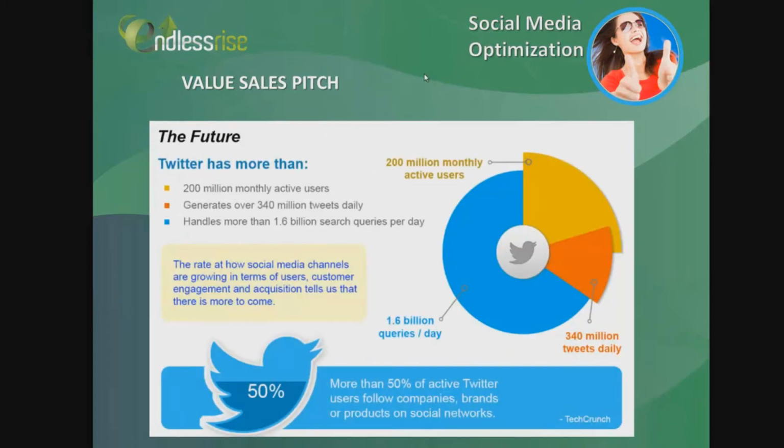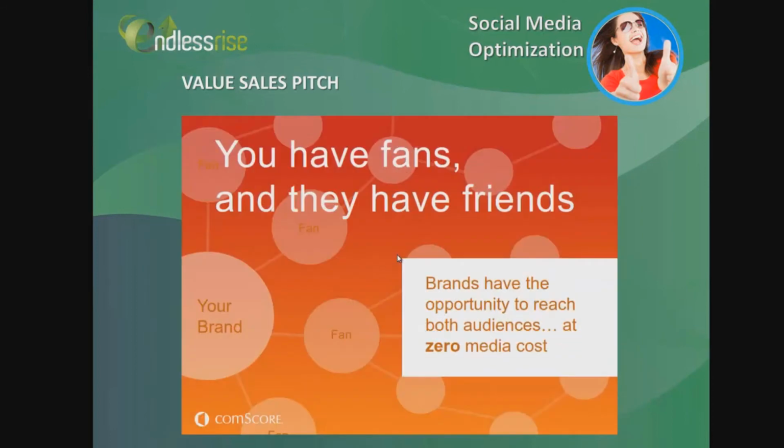In terms of the future in Twitter, 200 million monthly active users, generates over 340 million tweets daily, and handles more than 1.6 billion search queries per day. Twitter's massive, and to be honest, I've never really understood how Twitter took off and went so viral. But people are really into Twitter. It's still really popular, and it's something that's worth updating. You can get backlinks from Twitter, and you can get subscribers pretty easily. There are people that pay attention to Twitter, and there are people that do not. But clearly, there's a lot of people that do pay attention to Twitter, and it's still growing.